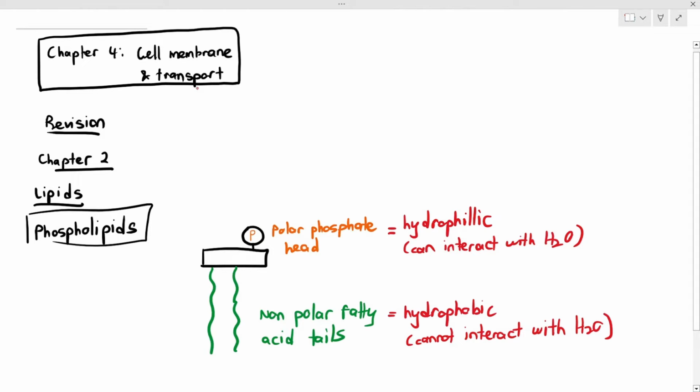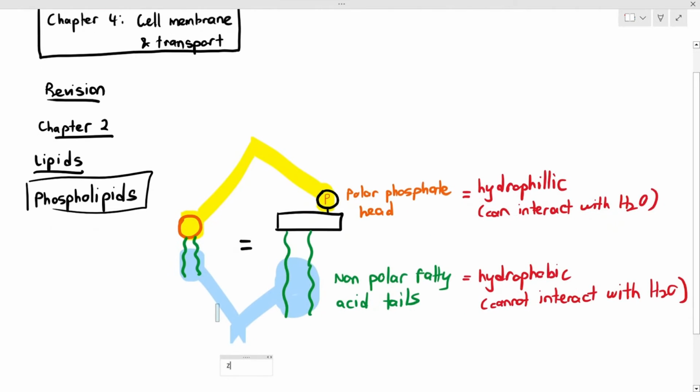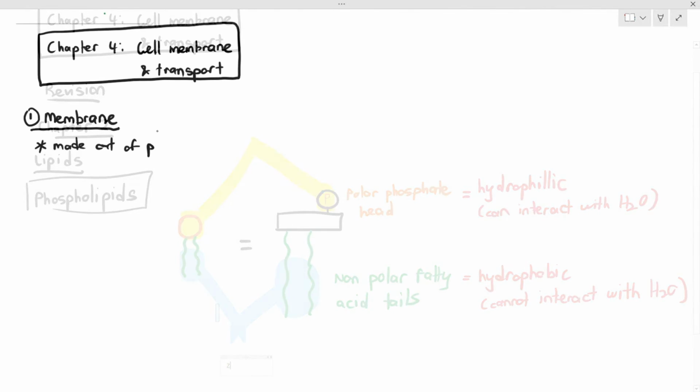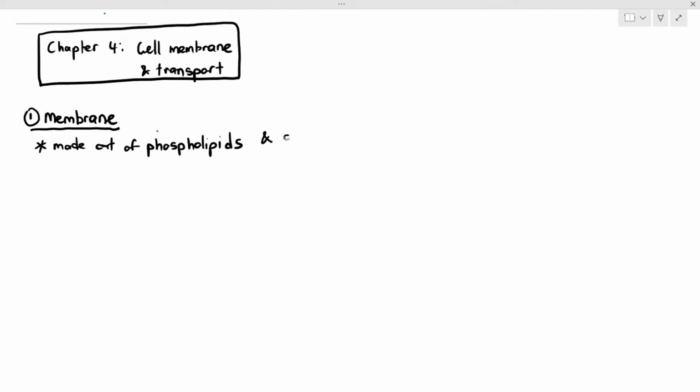So if we were to ask the question, are phospholipids water soluble? They technically are water soluble because of the polar phosphate head, but not all parts of the phospholipid is water soluble. The polar phosphate head is soluble in water, but the nonpolar fatty acid tails are not soluble in water. So what does this have to do with cell membrane? The reason why phospholipids are important is because they are the main building blocks of the cell membrane.